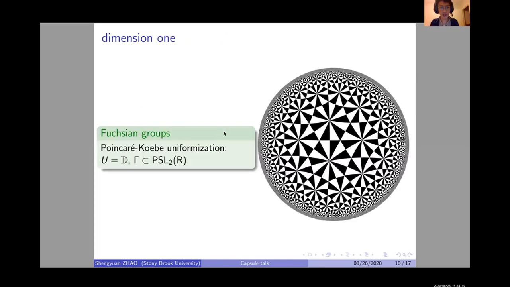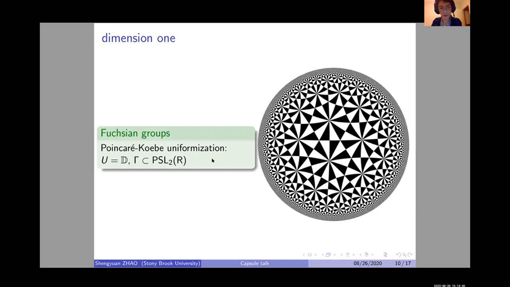Let's look at the situation in dimension one. In dimension one, as we all know, the classical uniformization theorem says that every hyperbolic Riemann surface can be uniformized by the unit disk, which is an open subset of the complex projective line, and the deck transformation group can be a subgroup of PSL_2(R), which is a subgroup of the automorphism group of the projective line.